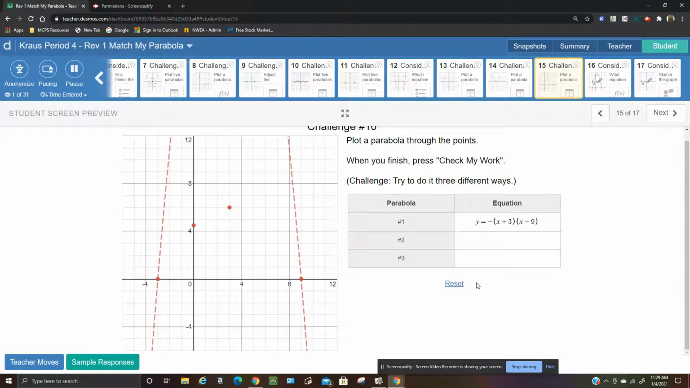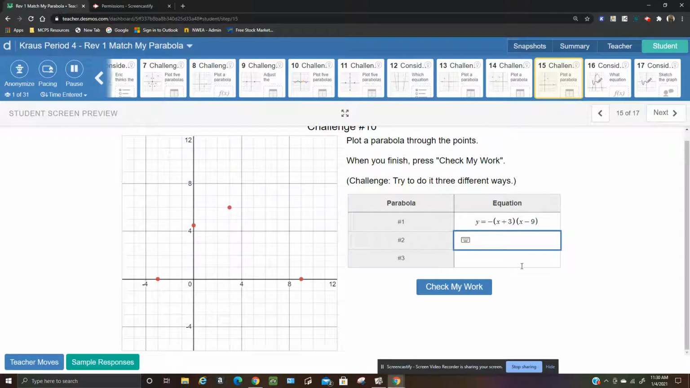All right. So halfway between -3 and 9, add those together, get a 6. 6 divided by 2 is 3. This looks like the vertex, 3, 6.